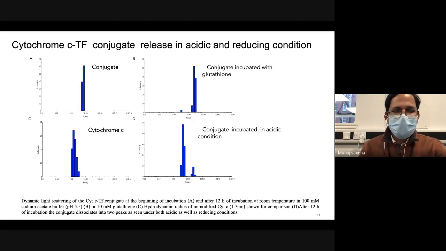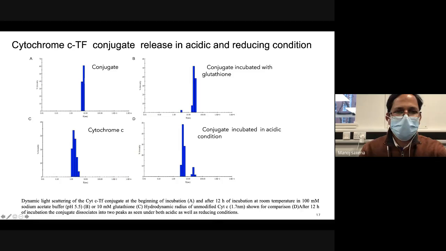But one important aspect that we designed into this complex of cytochrome C and transferrin was that once inside the cell, this conjugate should be released. So we designed it in such a way that because of this disulfide bond, in acidic condition or in reducing condition, which are the normal conditions inside the cell, this disulfide bond will get broken into sulfhydryl bonds, and then the two proteins can get separated and perform their action.